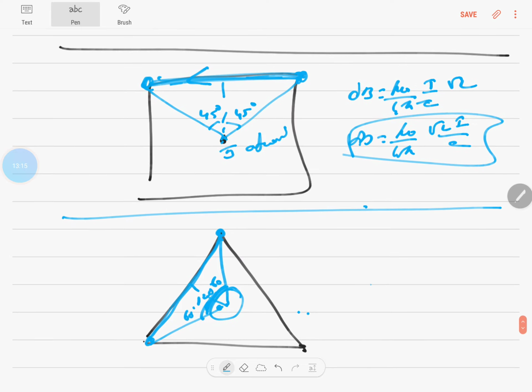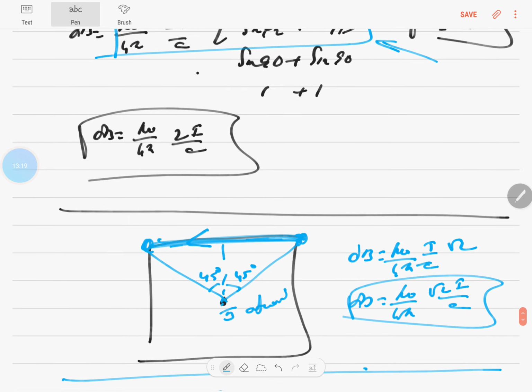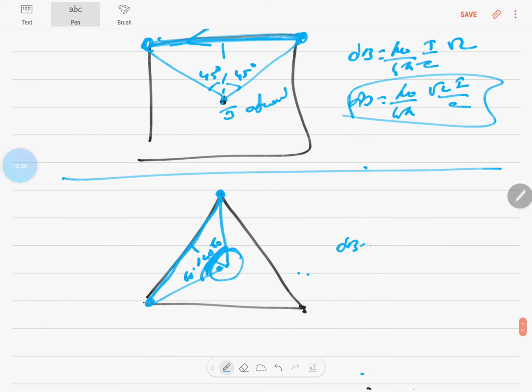So you will substitute sin 60 plus sin 60 in this. What is sin 60? Root 3 by 2 plus root 3 by 2, which is 2 root 3 by 2, which is just root 3. Therefore, the formula will be mu naught by 4 pi into root 3 I by A. That will be the magnetic field due to this wire.